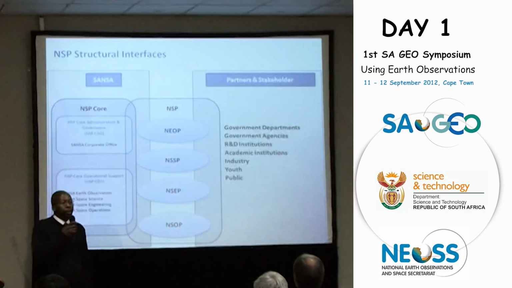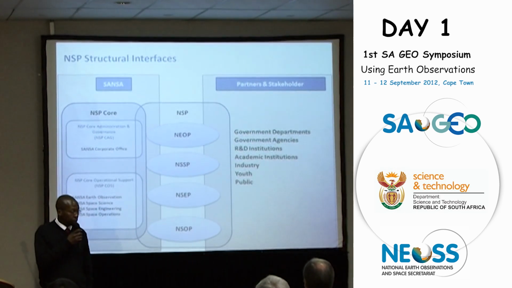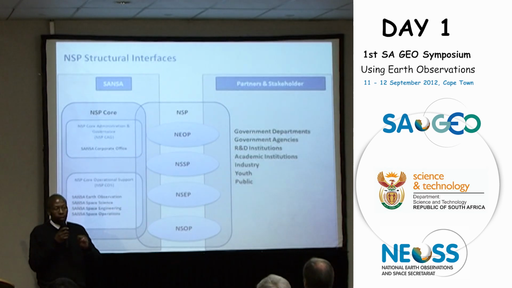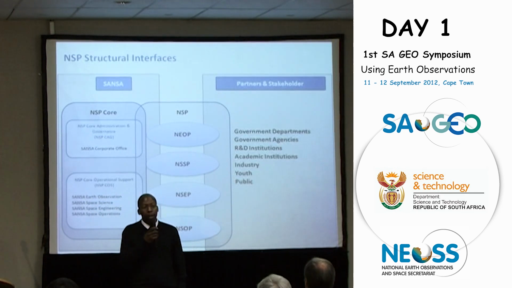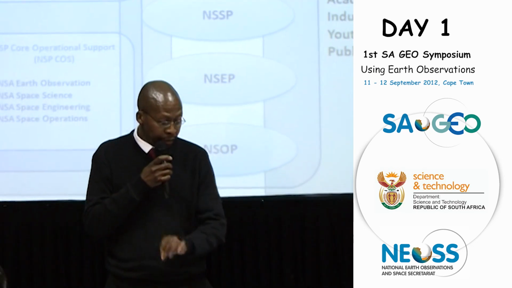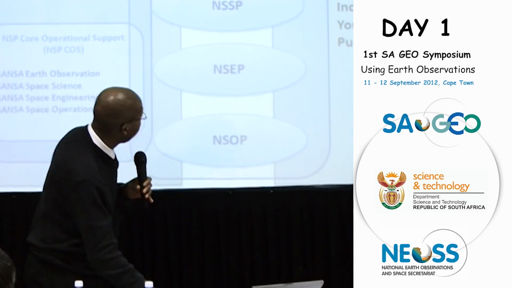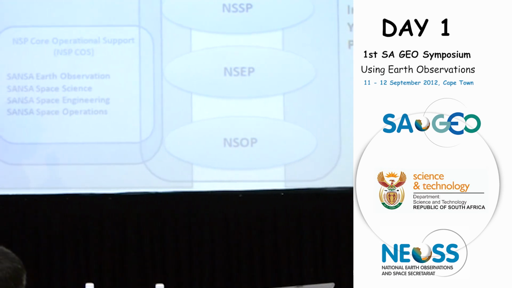Structurally, we believe that the program will have what we refer to as the National Space Program Core, consisting of a governance and administration core, as well as a core operational core. Here we're talking about the key sensor directorates that should provide support for the program. And then that interface, as indicated there, with the public and other entities that are partners in the program.